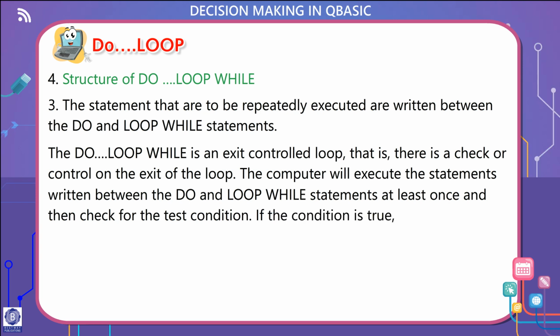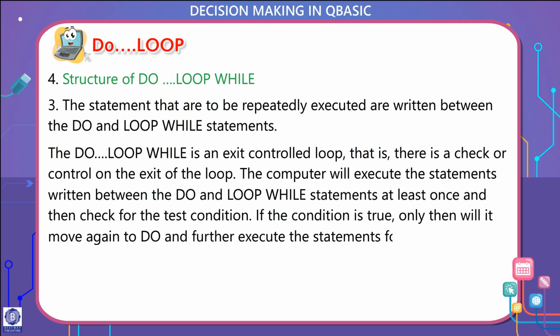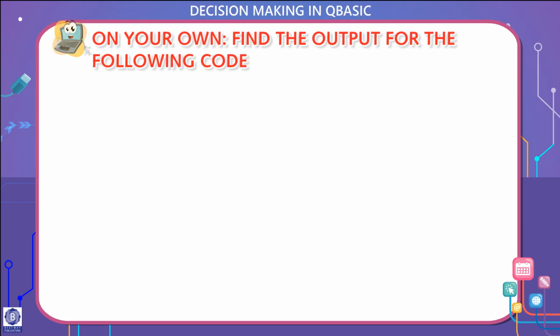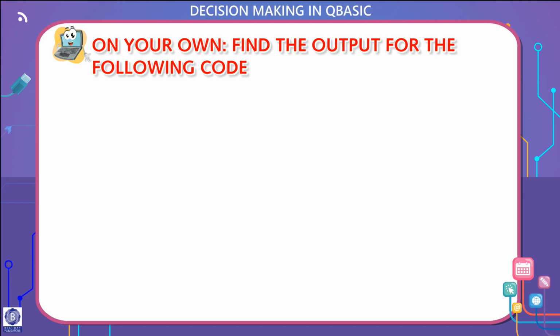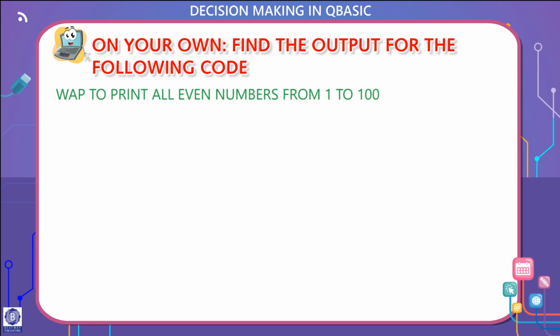If the condition is true, only then will it move again to do and further execute the statements following do. On your own, find the output for the following code. WAP to print all even numbers from 1 to 100.